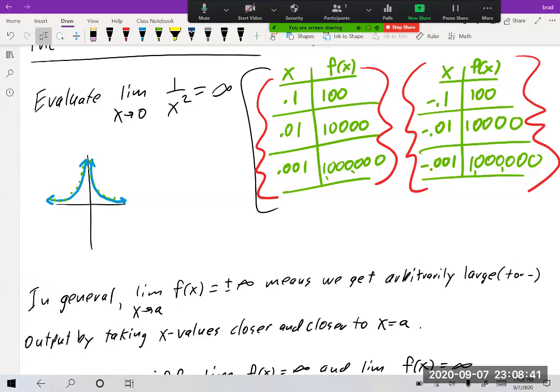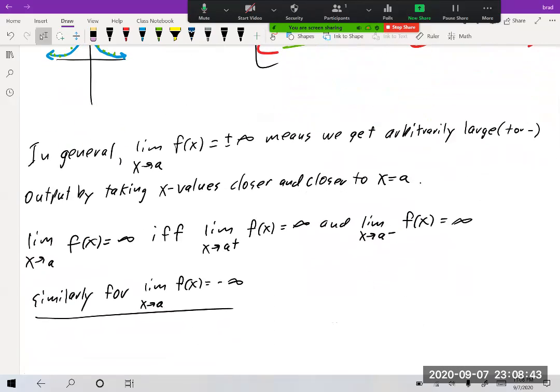So in general, we say that the limit as x approaches a of f of x is equal to plus or minus infinity means we get arbitrarily large plus or minus output by taking x values closer and closer to x equals a. The limit as x approaches a of f of x equals infinity if and only if the limit as x approaches a from the right equals infinity, and the limit as x approaches a from the left of f of x is equal to infinity.